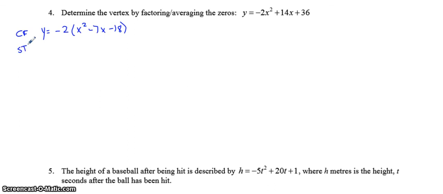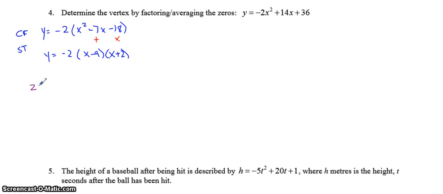Now you have a simple trinomial. So what multiplies to -18 and adds to -7? Those two numbers are -9 and positive 2. So those numbers can go straight into the brackets.